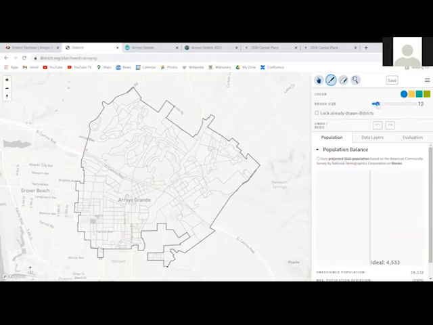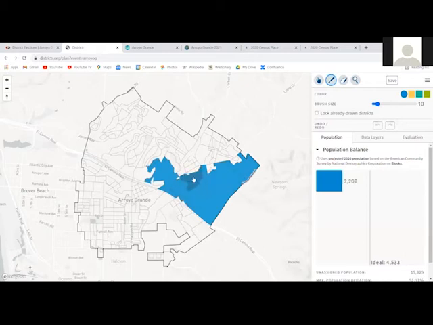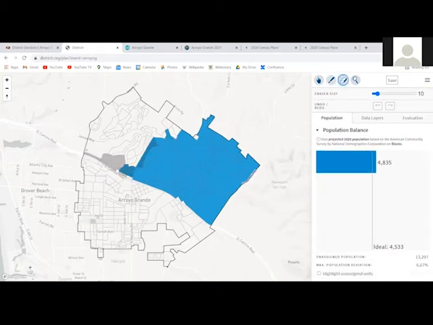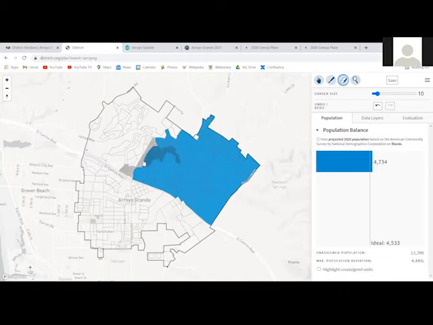I'll put my brush size at 10 and notice here that you have 4 different colors, and that represents the 4 districts. So the blue color, I'll draw something like this, where I'll just fill in my blocks and watch as I fill in, this bar will get closer and closer to that ideal line. So you'll see that it has now surpassed the ideal line, and it has 4,835. So I might have drawn a little bit too big of a district, so I'll use the eraser tool and maybe take away a couple of those.